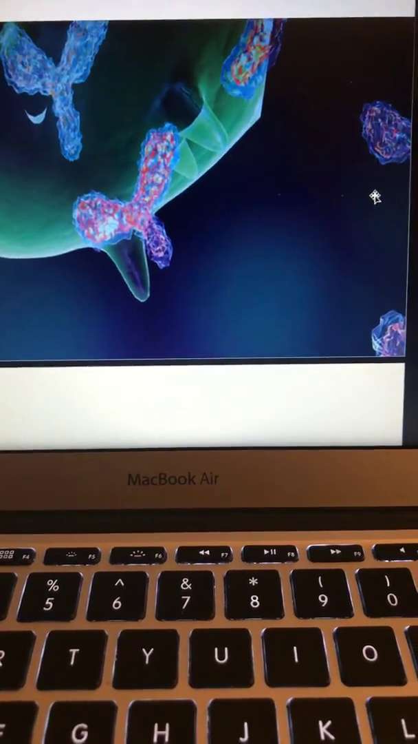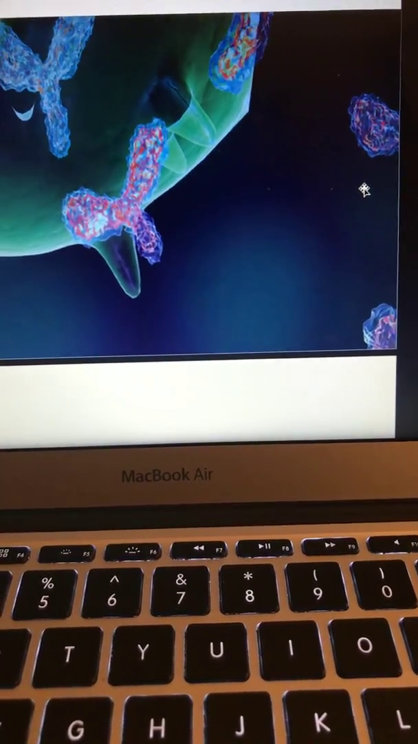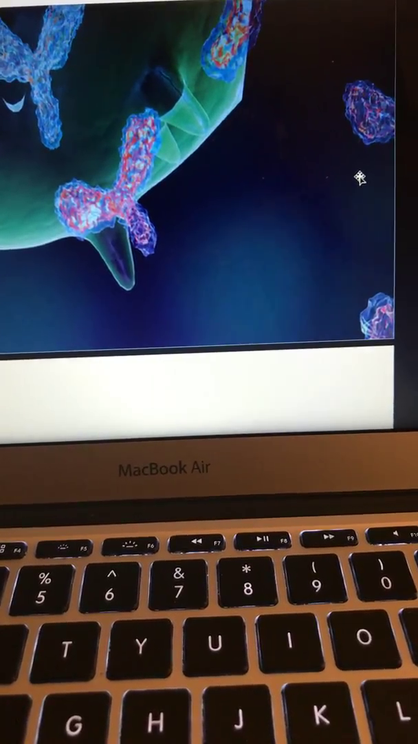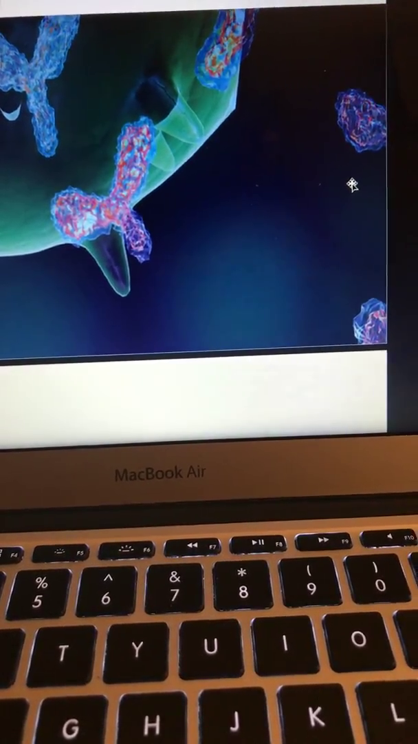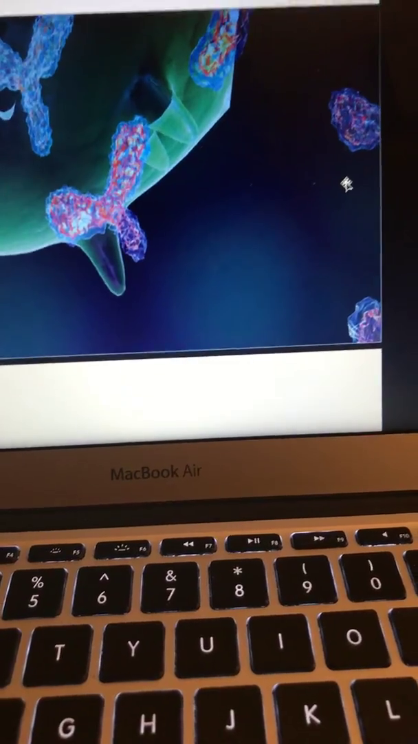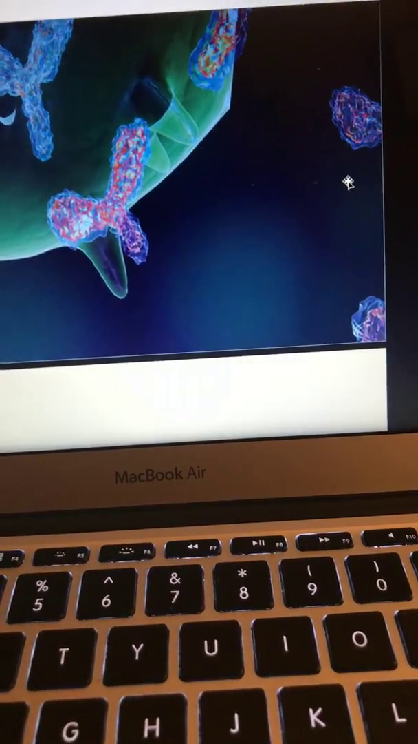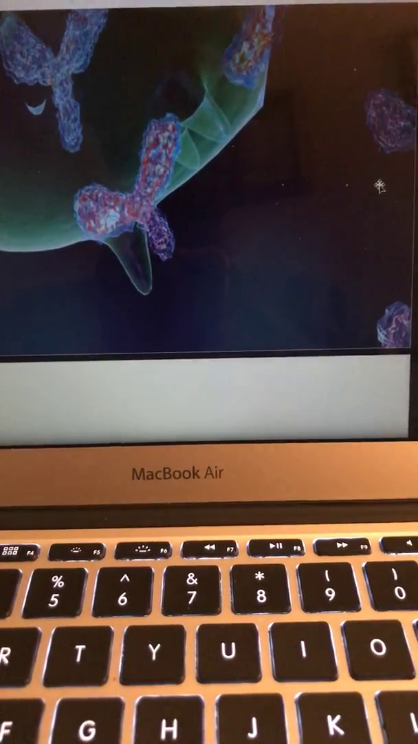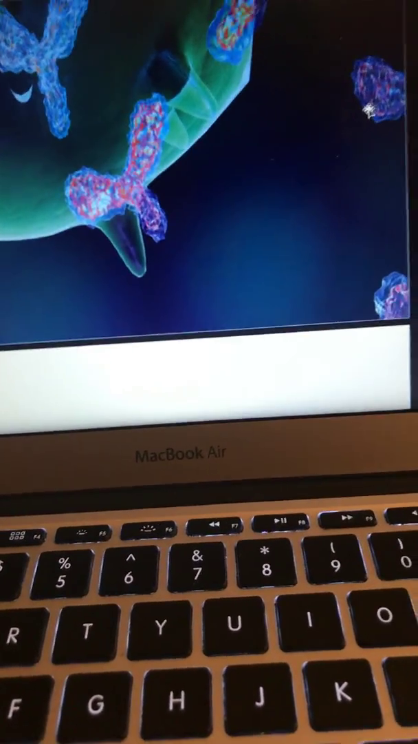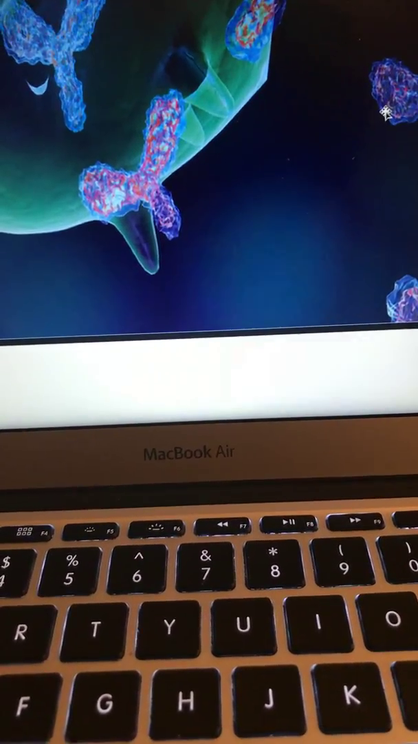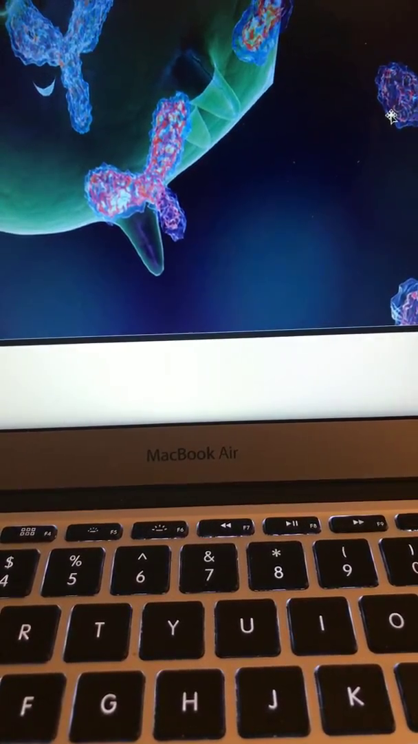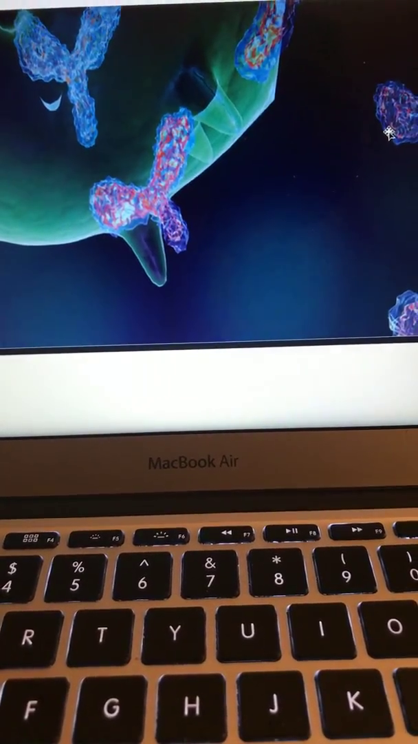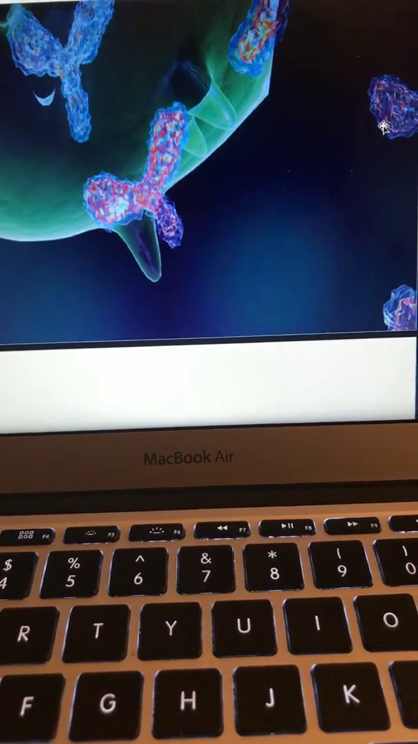The next thing I'd like to talk about is the four key features of the immune system of antibodies. The first one is specificity. Antibodies recognize the toxins and the pathogens that are entering into these cells.